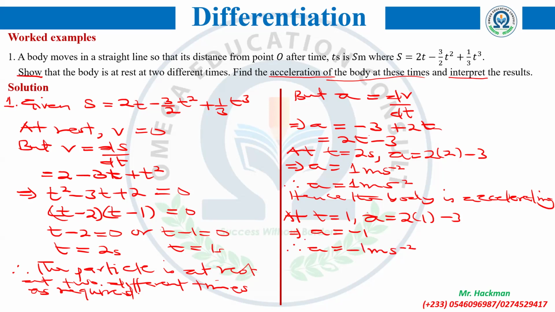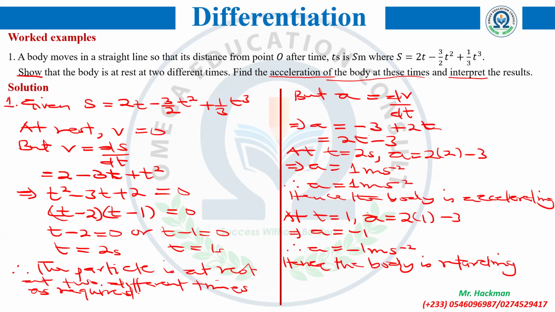All right, so now you interpret. Hence, the particle, the body, is decelerating, or retarding. Let me use retarding. So at time t is equal to 1, the body is retarding. At time t is equal to 2, the body is accelerating. As simple as that.